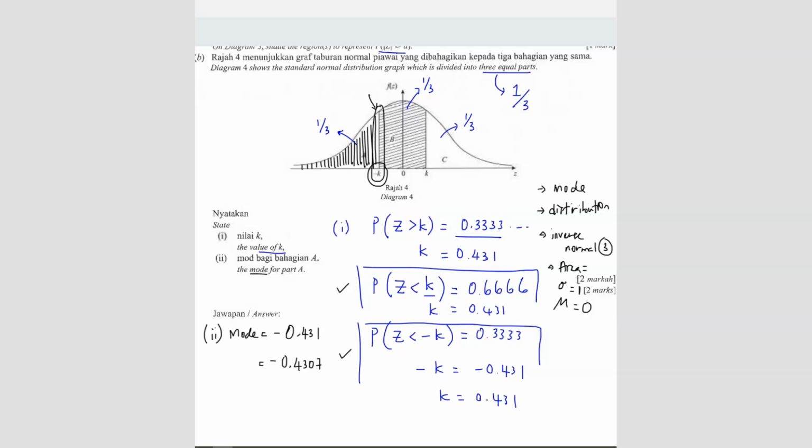I hope I didn't confuse you all. If you find this confusing, just let me know in the comments. I will maybe do another video on this, or I'll try my best to explain.